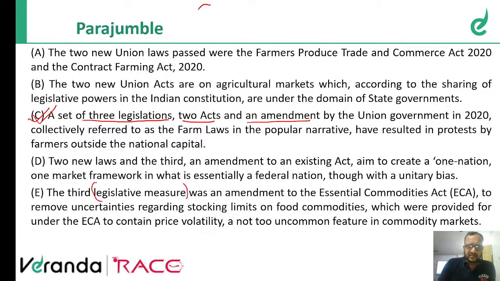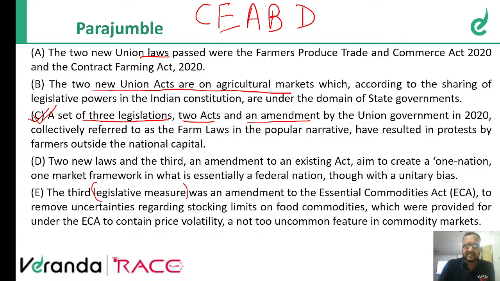C, E. Next should come 2 acts, right? So C, E, A, the 2 new union laws and acts passed on the farms produce, and then B describes the 2 new union acts on the agricultural markets. So C, E, A, B will be going together, and then will come D, the 2 new laws and the third an amendment. So D has to be the last sentence. So we had to arrange CE as a pair and D is the last sentence. So A, B comes very well. So it will be CEABD.